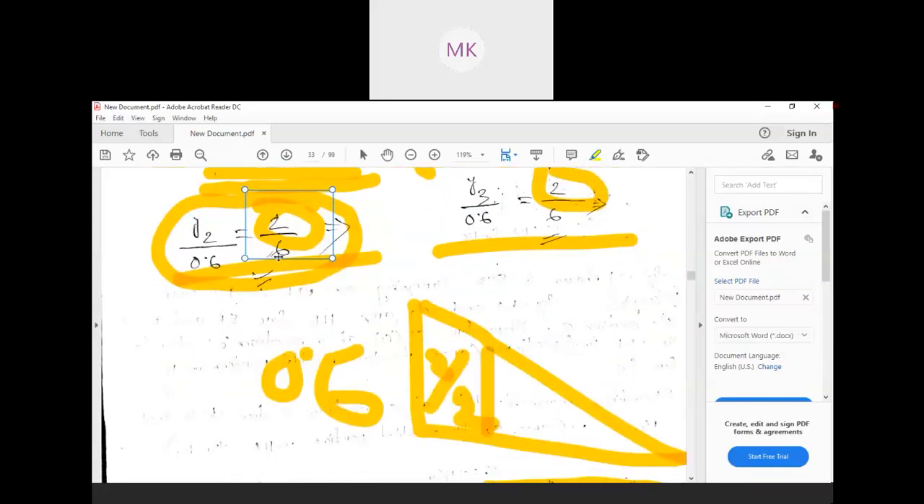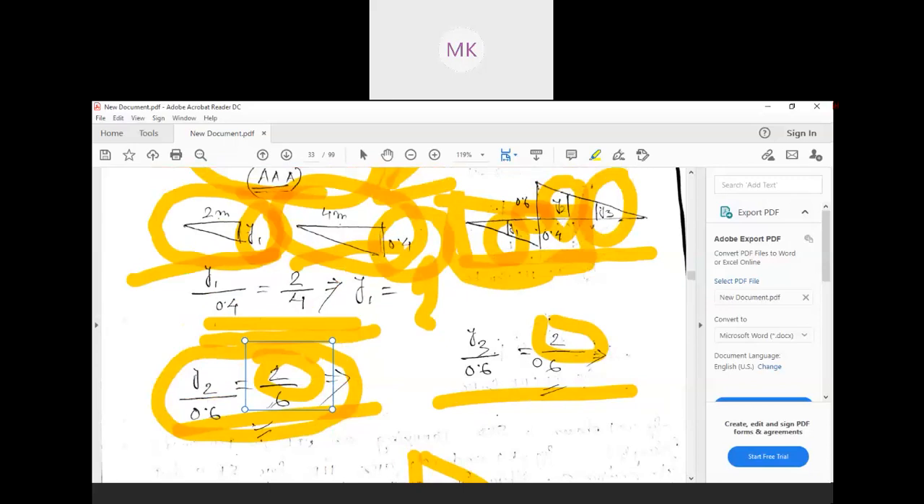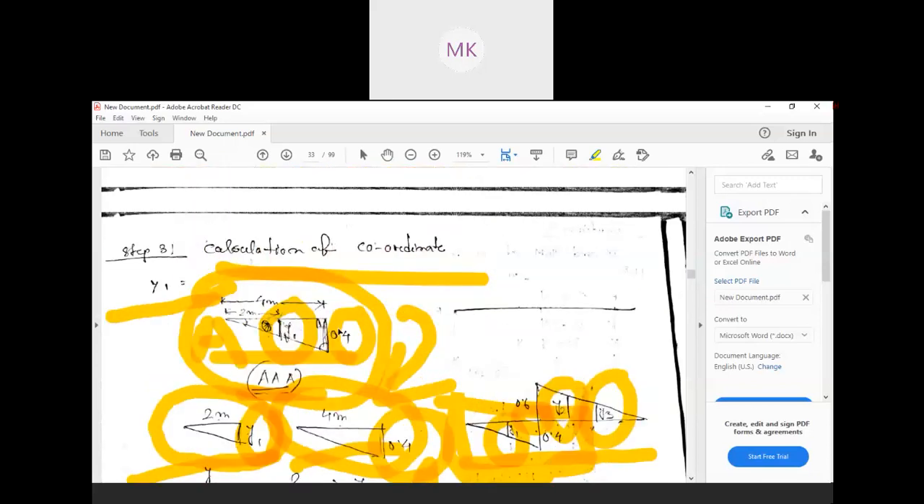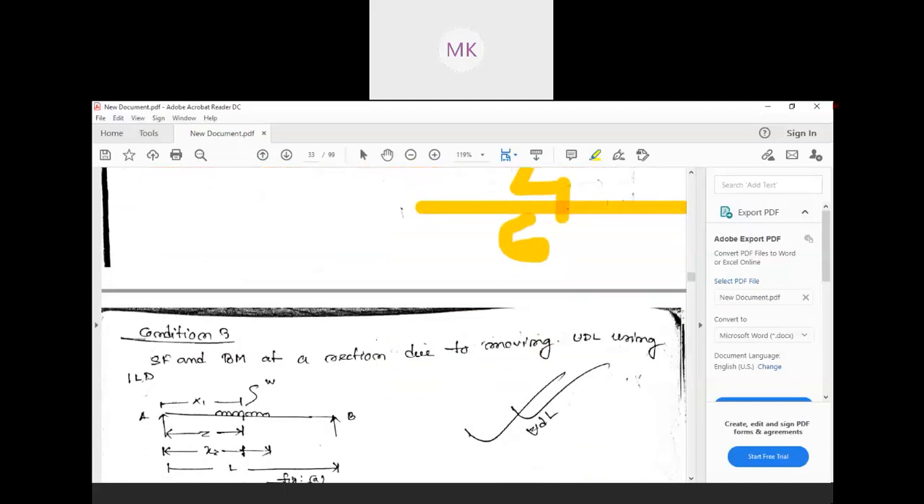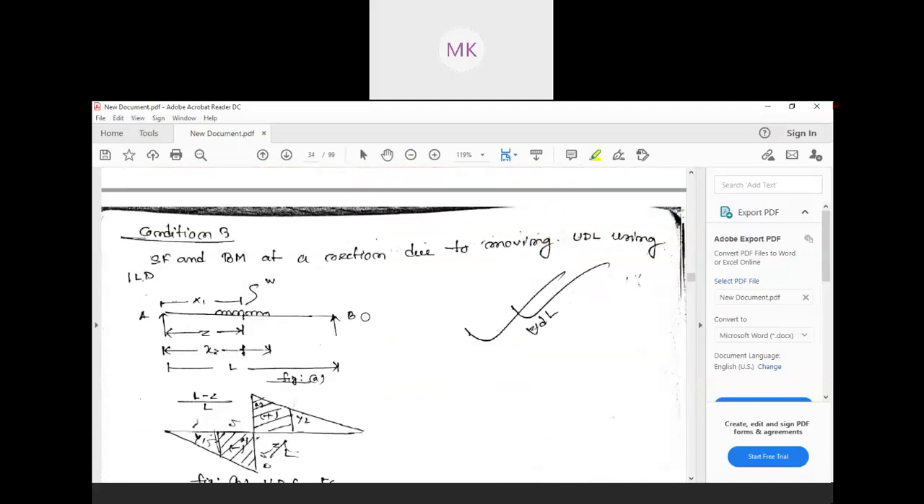From here, you can easily find this y1, y2, and y3. So our one part is over: the calculation of the coordinates. Next, we are considering the bending moment, SF and BM at the section due to moving ideal load using ILD.